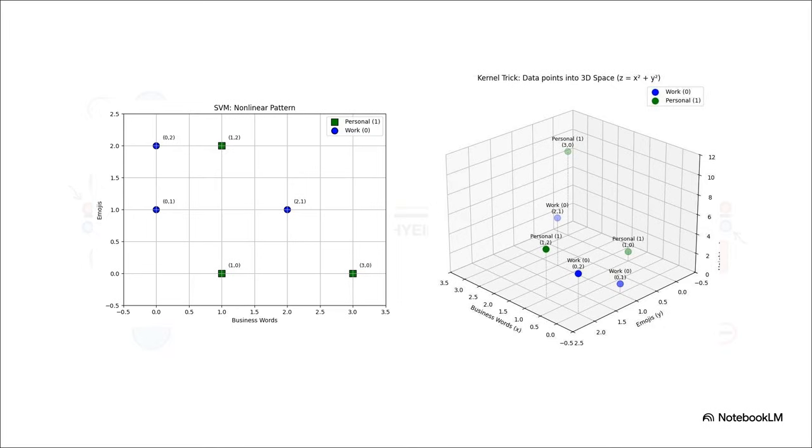On the left, you've got our tangled 2D mess, but then the kernel trick does its thing, and boom, on the right, it's projected into 3D space. By adding that extra dimension, it's like we've lifted one class of points up, and now slicing between them with a flat plane is super easy.